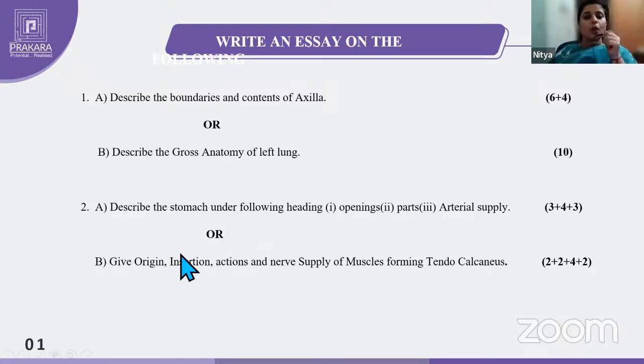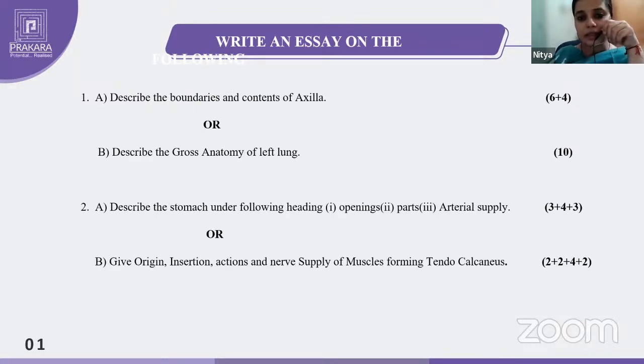Okay, next we have the origin, insertion, action, and nerve supply of the muscles forming the tendocalcaneus. Whenever any muscle is asked, you have to mention origin, insertion, nerve supply, and action. Now the tendocalcaneus, or the Achilles tendon, is mainly formed by three muscles, isn't it? We have the two heads of gastrocnemius, which form a common tendon. To that is attached the tendon of soleus, as well as the plantaris muscle. So all these together form the tendocalcaneus. You can mention the origin, insertion, nerve supply, and action of each muscle here.